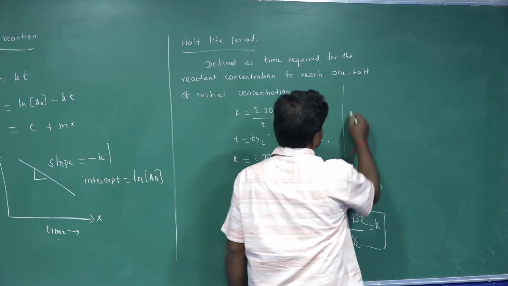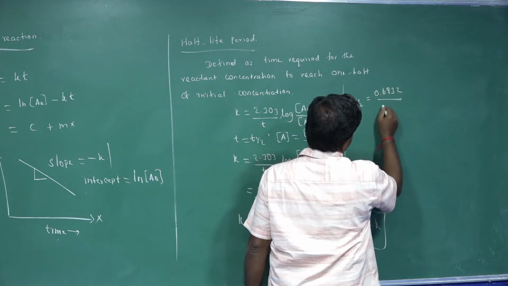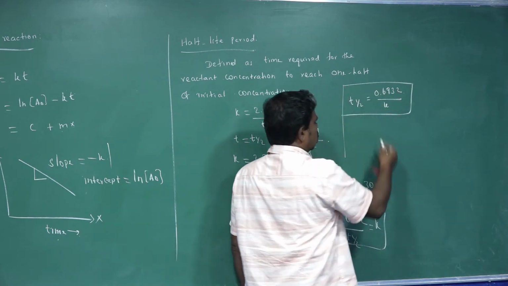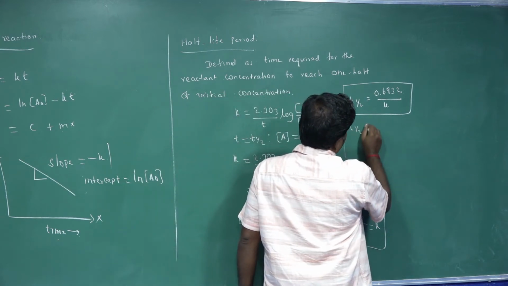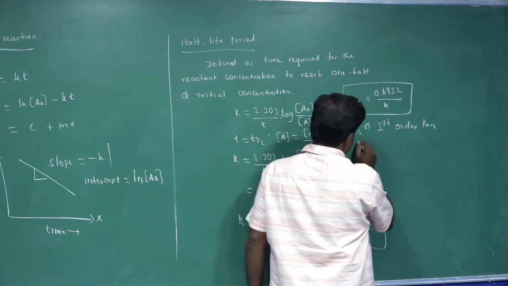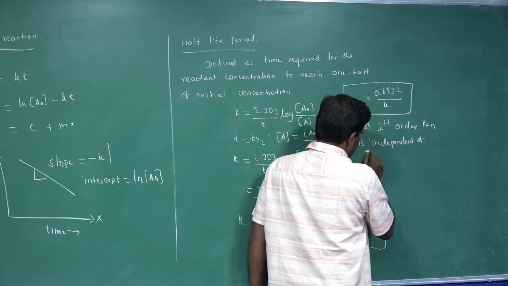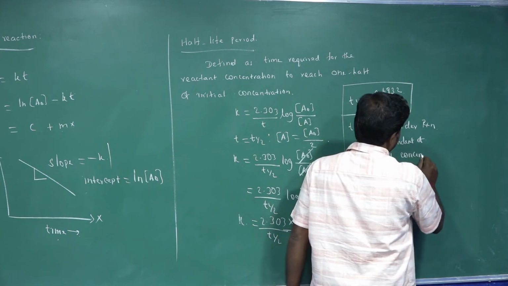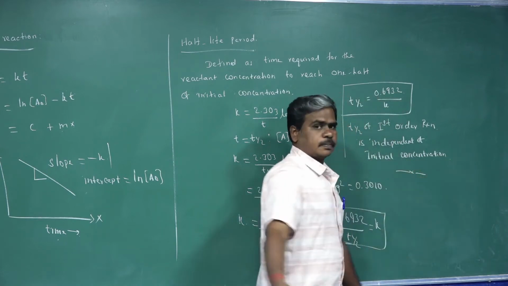Now t½ is equal to 0.693 by k. In this equation there is no initial concentration, so the t½ of a first order reaction is independent of initial concentration.